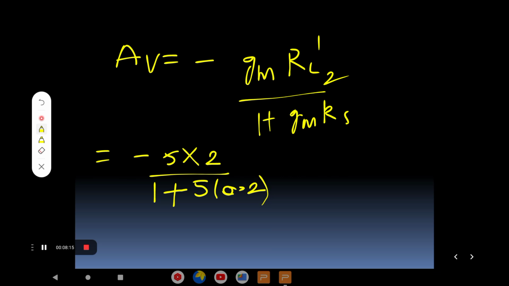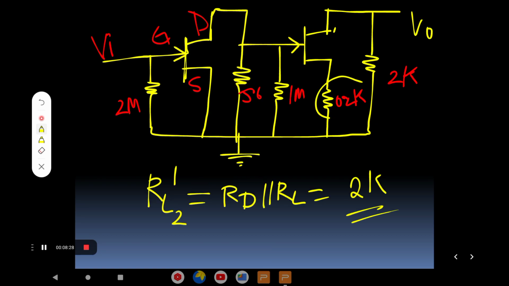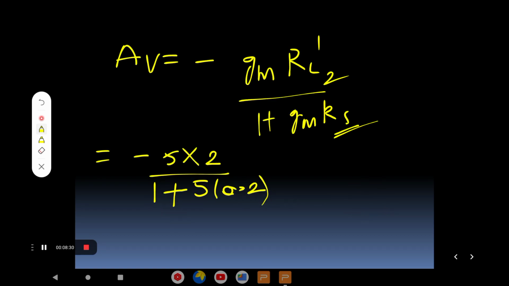Sorry, that is nothing but the source resistance. It is not the input resistance. The source resistance is nothing but 0.2. They already mentioned it in the problem itself. So from this you will get a source resistance of 0.2.